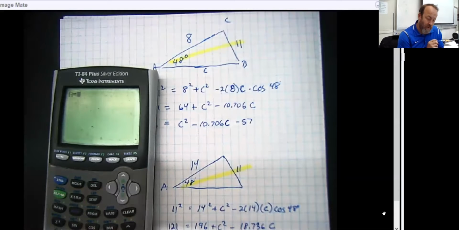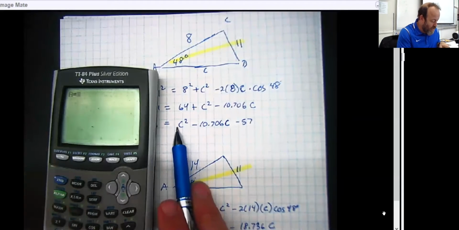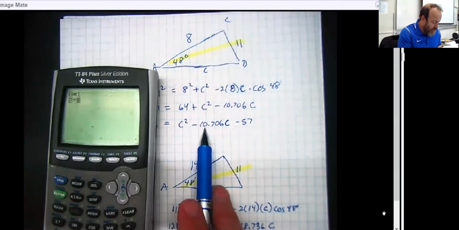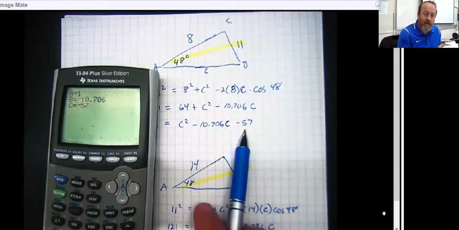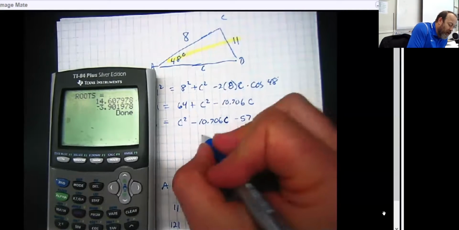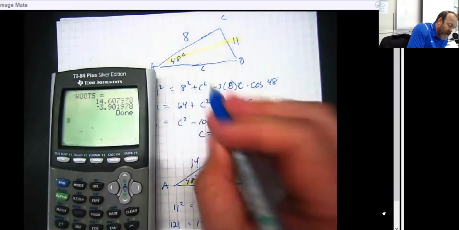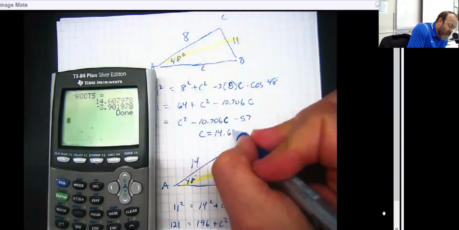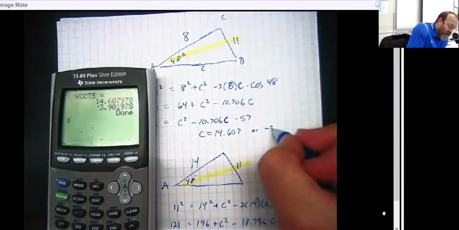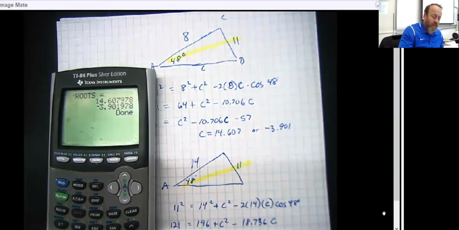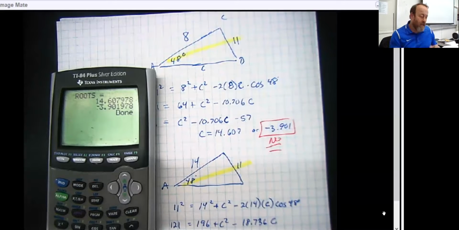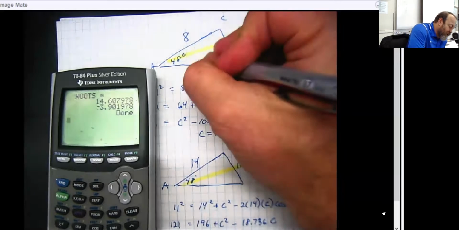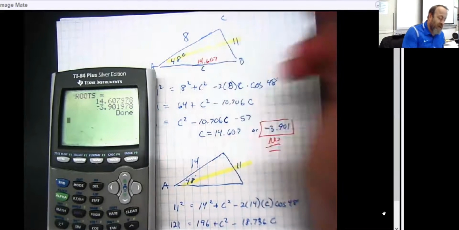In the quadratic formula, A represents the coefficient in front of the squared term, B is the coefficient in front of the B term, and negative 57 would be my last value. You'll notice it says your values of C, which is this side right here, are either 14.607 or negative 3.901. Well, this is not even possible. You can't have that. So we do know that we got 14.607 as a valid answer.